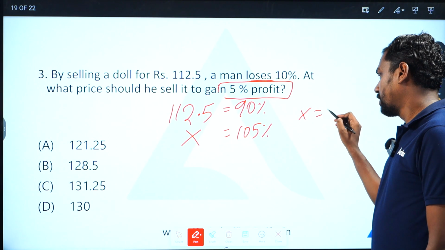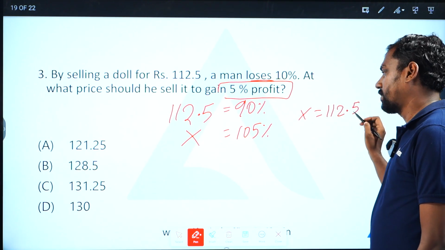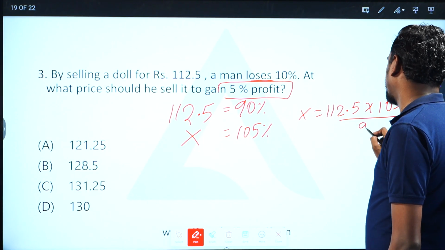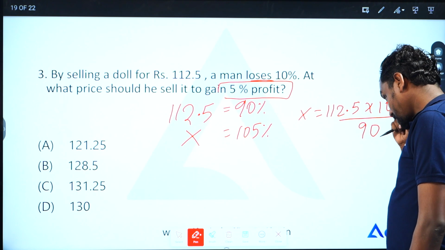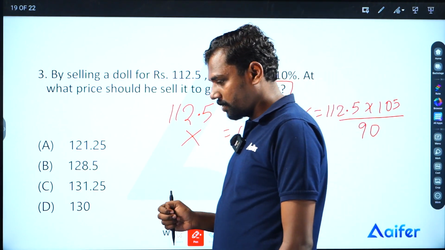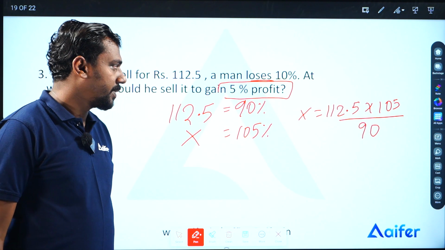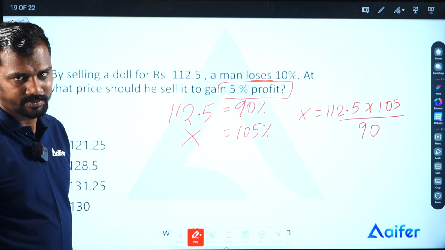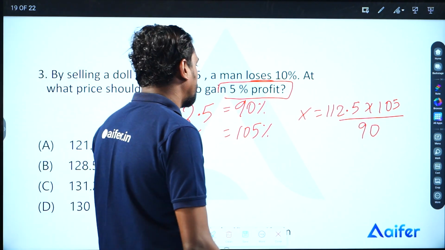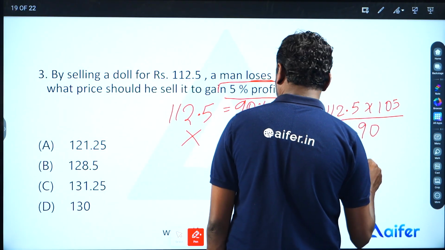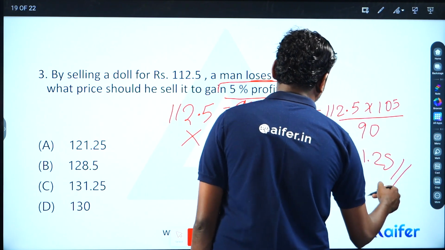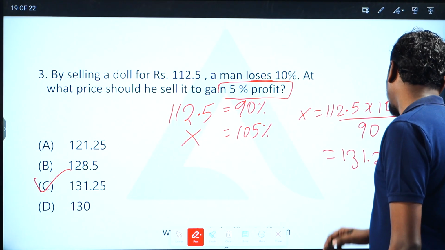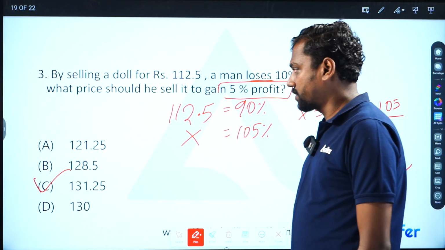So let's try to find x. X is equal to 112.5 into 105 by 90. So we'll be having the answer as 131.25. Option C is the correct answer for this particular question.